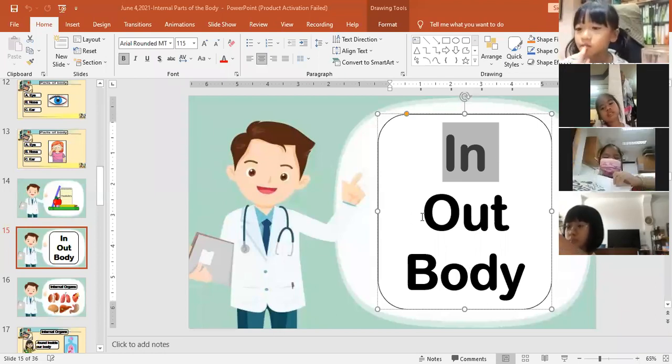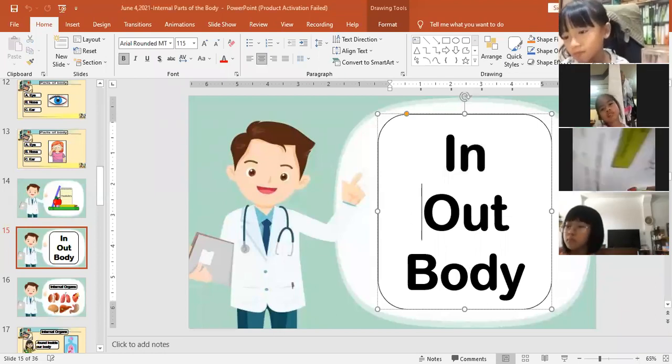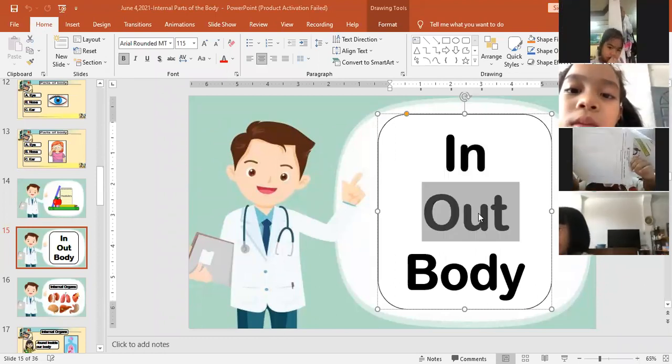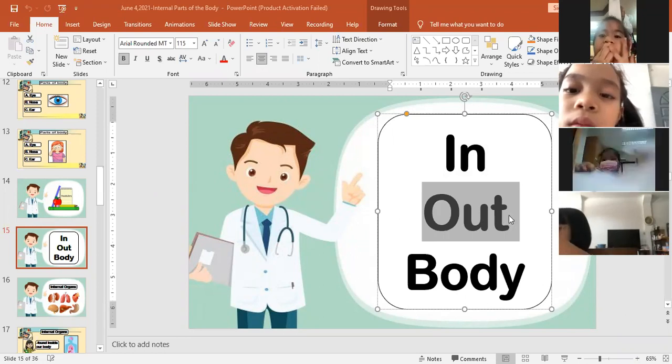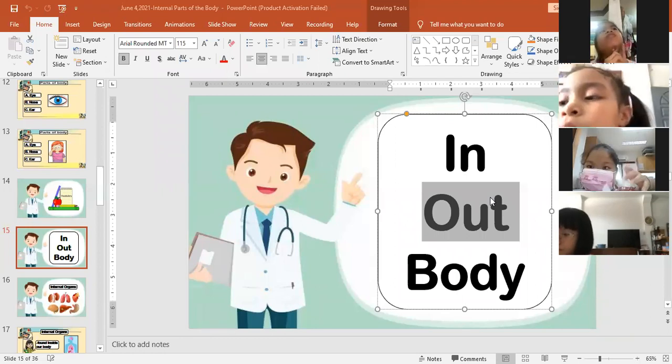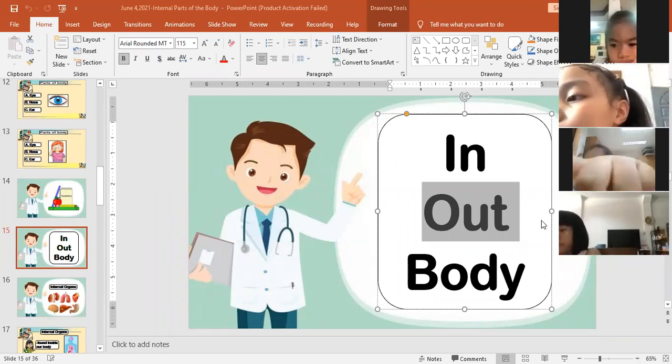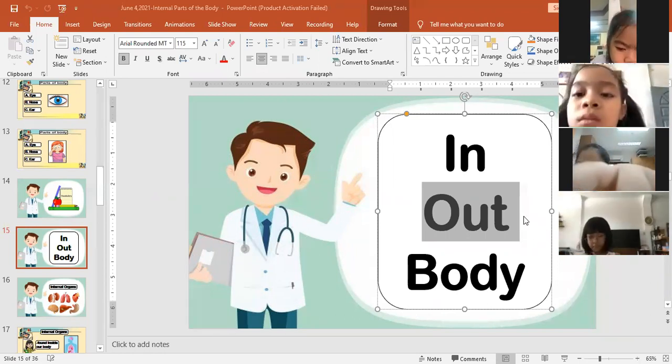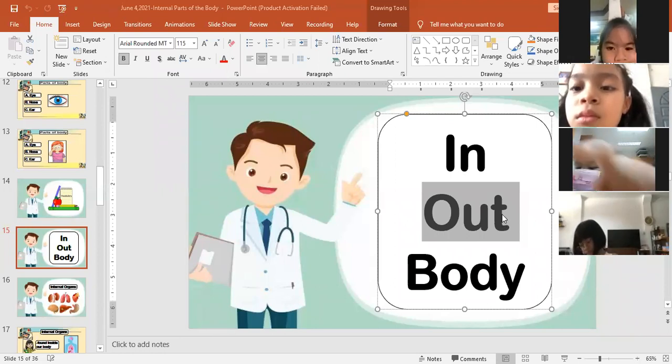How about, let's read another word, out. Out. Look at the things outside your house. What are the things you can see outside your house? You can see trees, right? Do you have trees outside your house? Or plant? Tanya Pat?